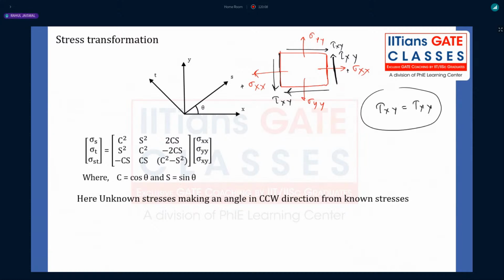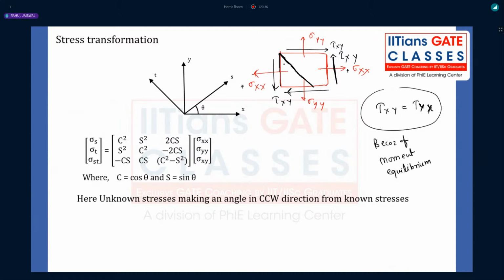And once again, tau xy will be equal to tau yx. How and why? Do not bother about that as of now. We will be learning that in the full course. Here you just understand tau xy will be equal to tau yx, because of moment equilibrium.